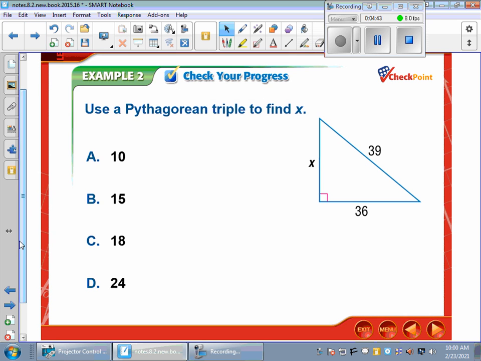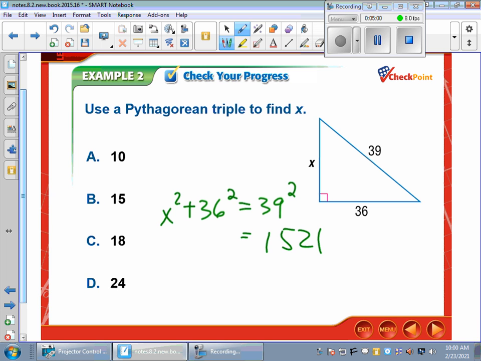Same concept here. Use a Pythagorean triple to find x. So again, x squared plus 36 squared equals 39 squared. So again, you do the math. 39 squared is 1521. 36 squared is 1296.